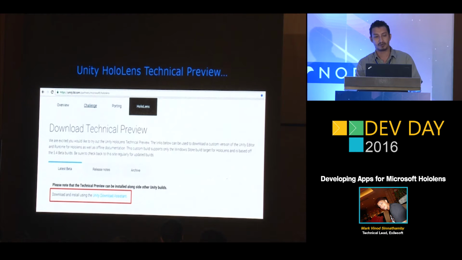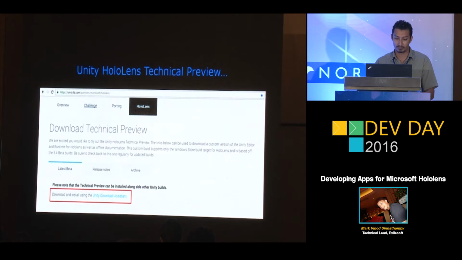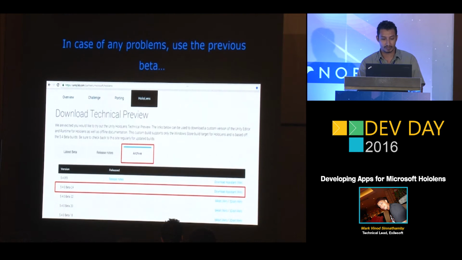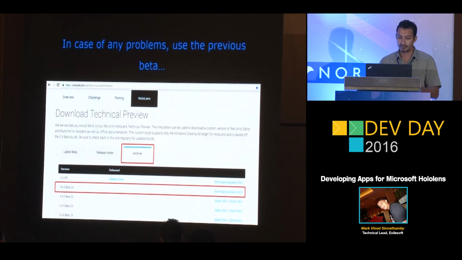So when you're downloading the Unity HoloLens technical preview, you may run into two types of issues. One is you may run into a problem where the setup file does not download properly. The second is once you download it and run it, it may not install correctly. No need to panic. All you need to do is go to the tab that says Archive and download a previous beta of Unity HoloLens Technical Preview. It will be known as Unity HTP, and you can continue with the previous beta of the software as well.